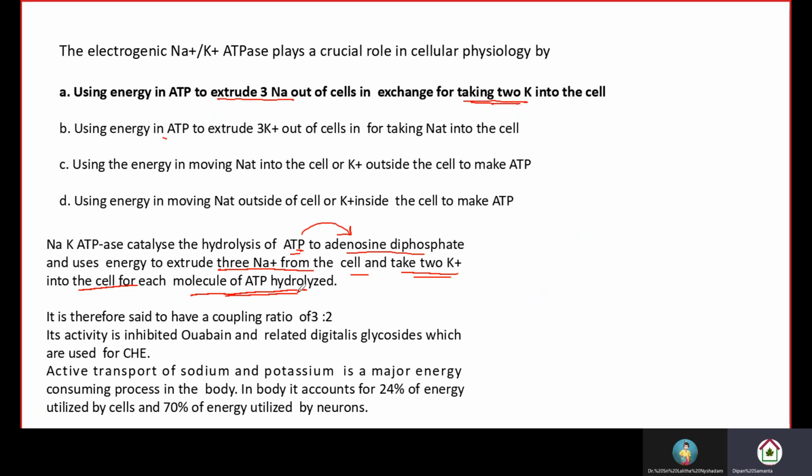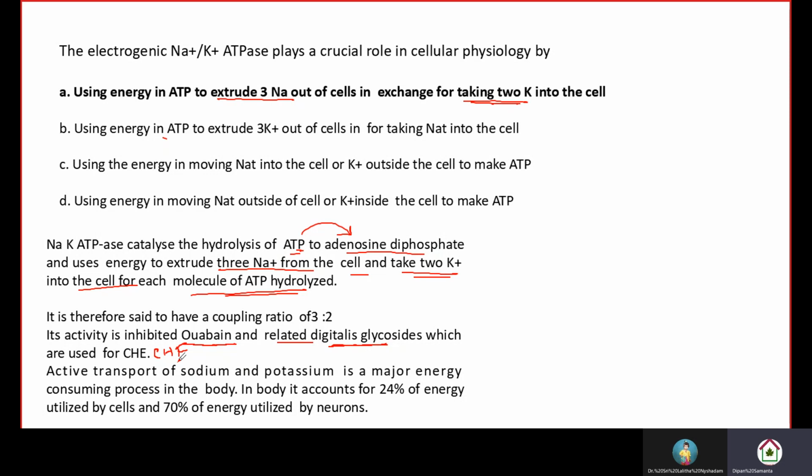Also remember, this activity is inhibited by ouabain and related digitalis glycosides, which are used for CHF, congestive heart failure.